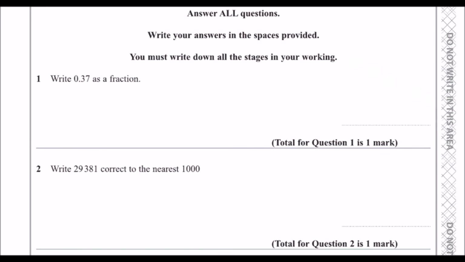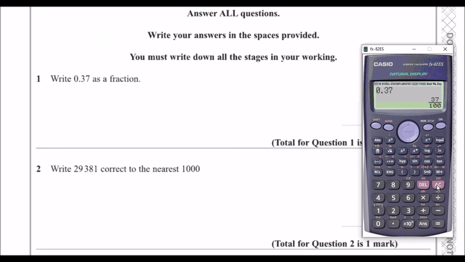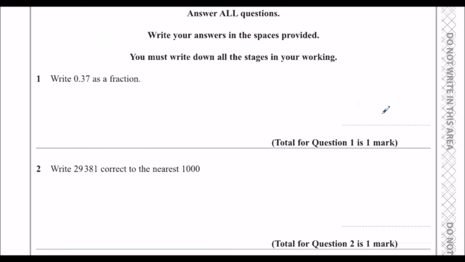Question 1 says write 0.37 as a fraction. We can use our calculator for this. So if you type in 0.37 into the calculator and press equals, you get 37 over 100. So that's our answer, 37 hundredths. 37 divided by 100 is 0.37. They are the same thing.